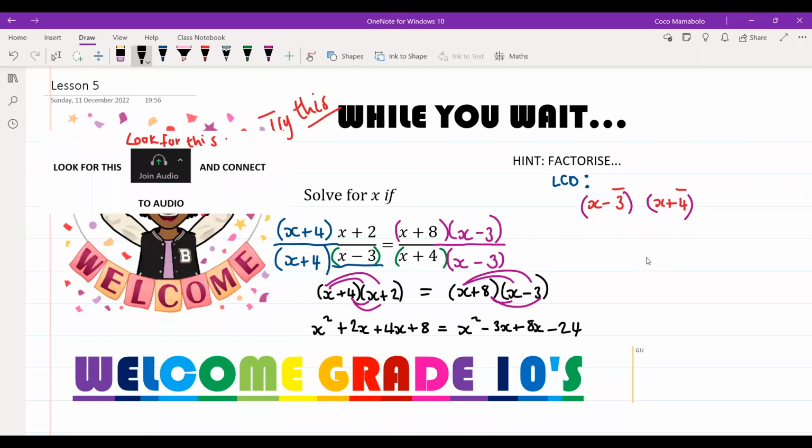So once you've multiplied out the brackets, do you drop the denominator and then just add and subtract from there? Yes, absolutely. Okay, let me explain it this way.